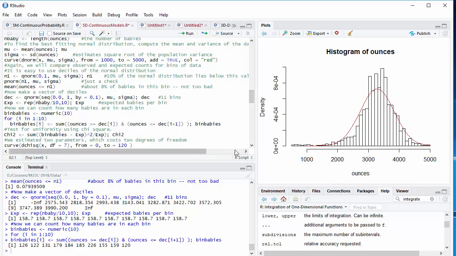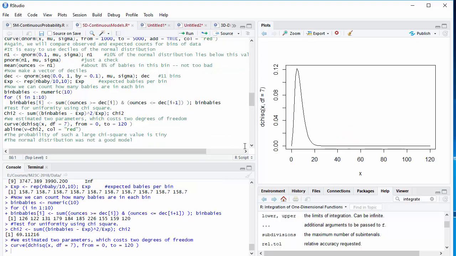If we want to be more formal about this, we can use a chi-squared test. So all we do is take the observed number of babies minus the expected in each decile of the normal distribution, square it, divide by the expected number, and that gives us a value that is 69 and change.